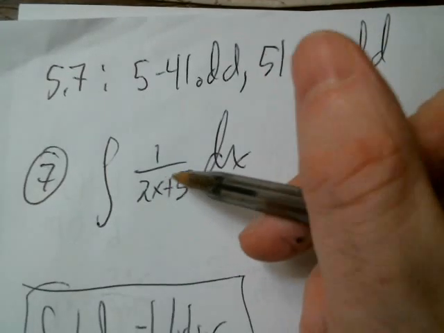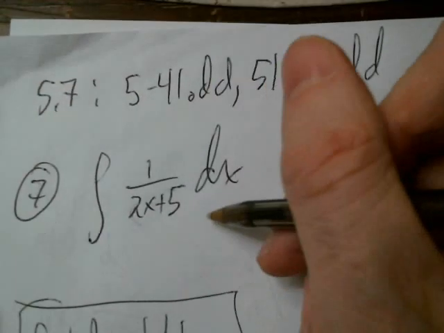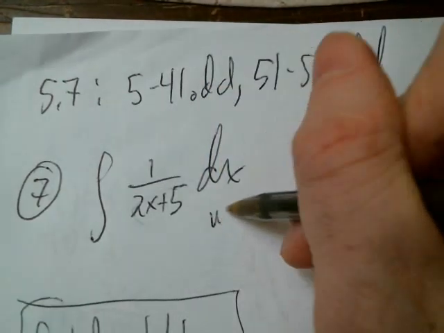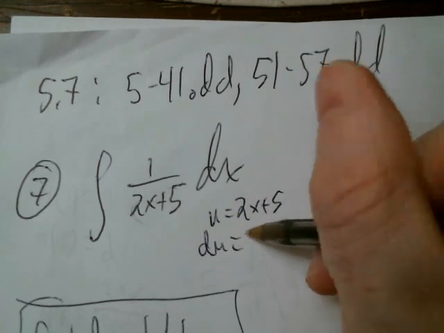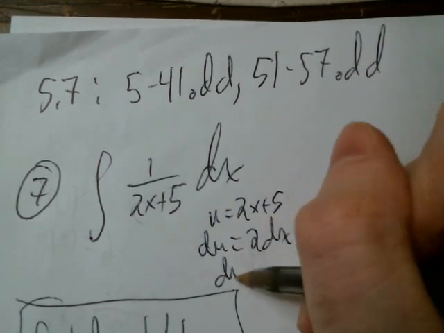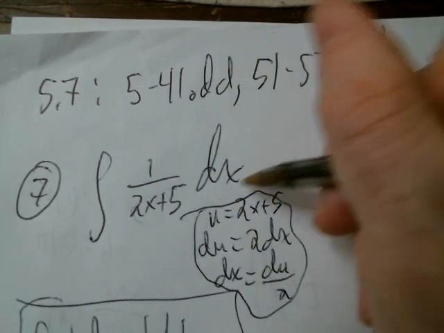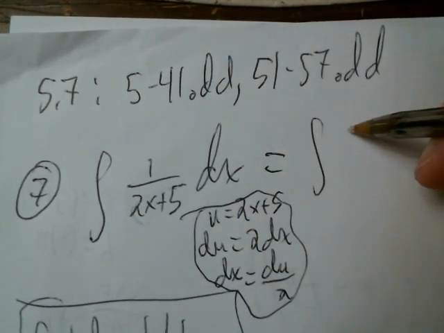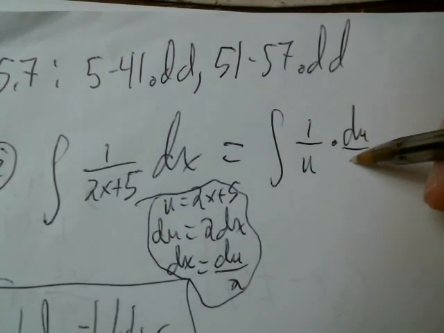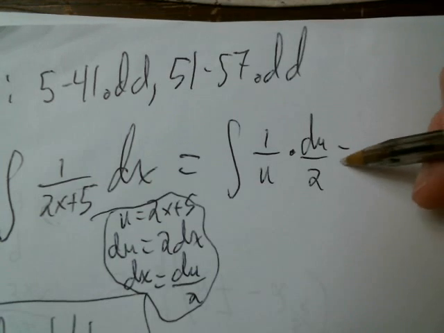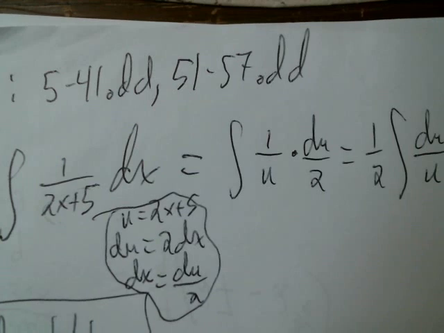We're going to let u equal this, because then we're going to have 1 over u, and then we'll have ln of u. So let your u sub be 2x plus 5, and then your du is 2 dx. I like to solve for dx, which is just du over 2. So this will be the integral of 1 all over u times dx, which is du over 2. You can factor out the 1/2, so you get 1/2 integral of du over u.